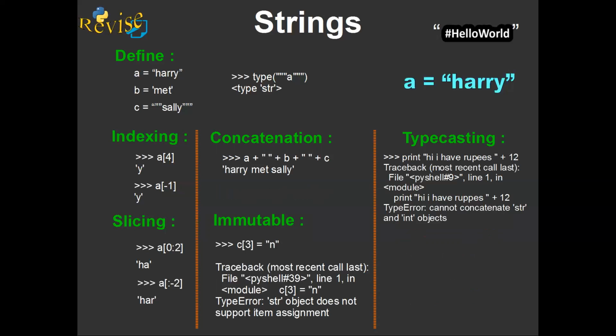So what will you do? First you will typecast the integer into a string. This is the simplest way to do it: use the str function and you can get your 12. Or there is a more pragmatic way: you can use the percent s sign, that is a string sign, and this is the syntax to do it. So you get a typecasted print statement. This is how you can use it in programming.